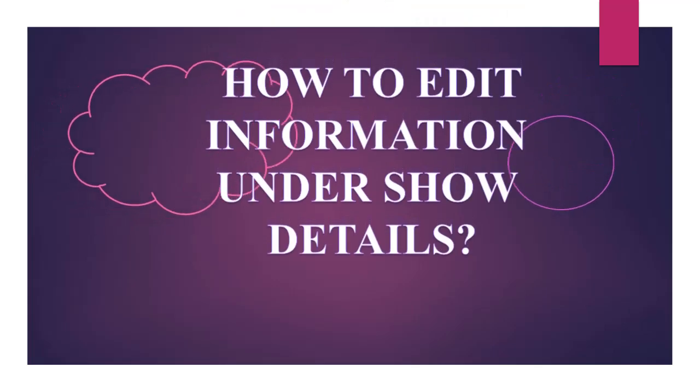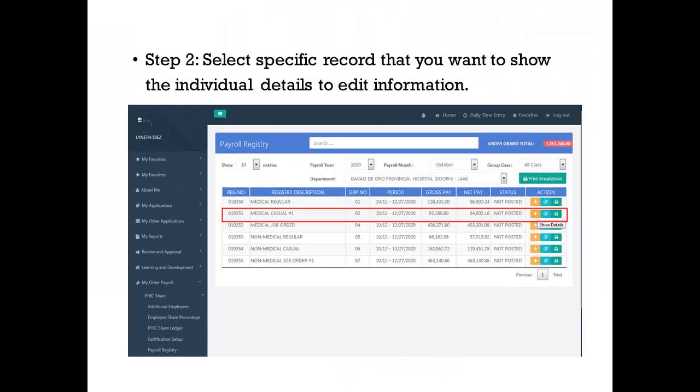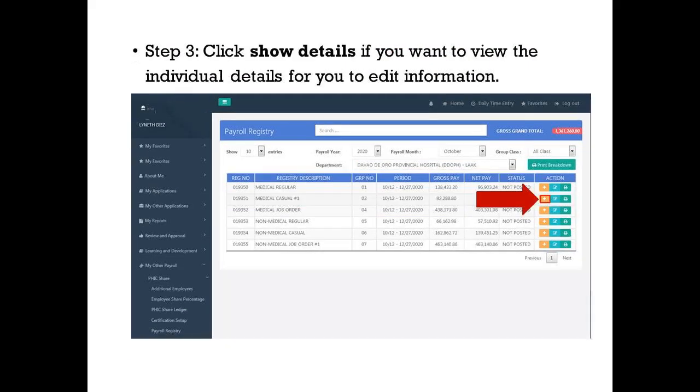How to edit information under Show Details. Step 1. Select specific payroll year, month, group, class, either medical or non-medical, or department from the drop-down list. Step 2. Select a specific record that you want to show the individual details to edit information. Step 3. Click Show Details if you want to view the individual details for you to edit information.